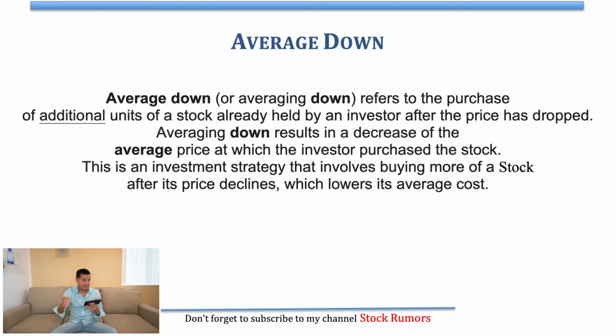This is what it says. Average down or averaging down refers to the purchase of additional units of a stock already held by an investor after the price has dropped. So you buy a stock at a certain price and the price drops. So what do you do? You buy some more. Averaging down results in a decrease of the average price at which the investor purchased the stock.